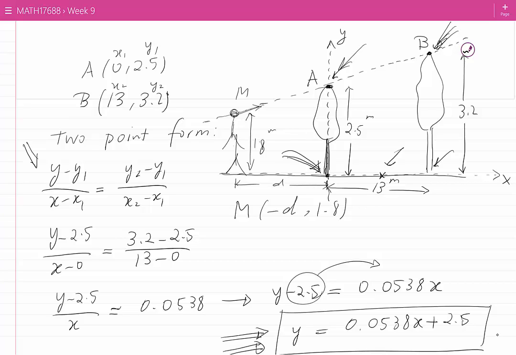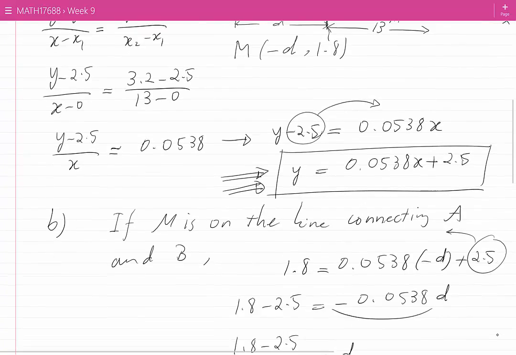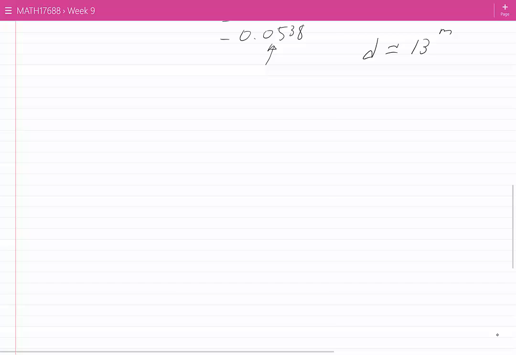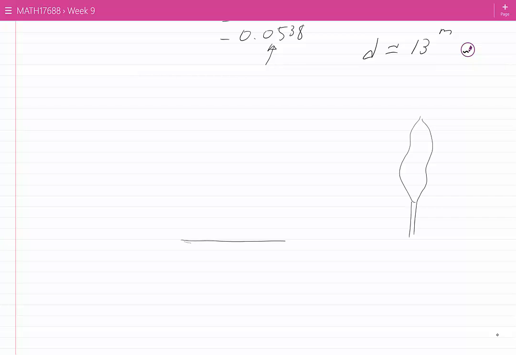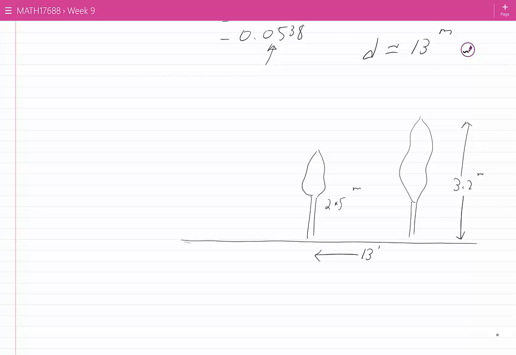Let's now solve this question by a different choice of the coordinate system. Let's sketch the trees one more time. We have a taller tree which is 3.2 meters tall, and another tree which is 2.5 meters high. The distance between the two trees is 13 meters, and I'm going to choose the top of the taller tree as the center of the coordinate system.